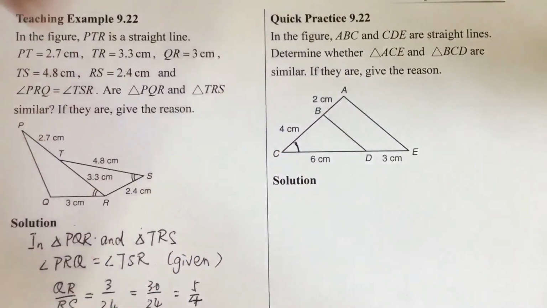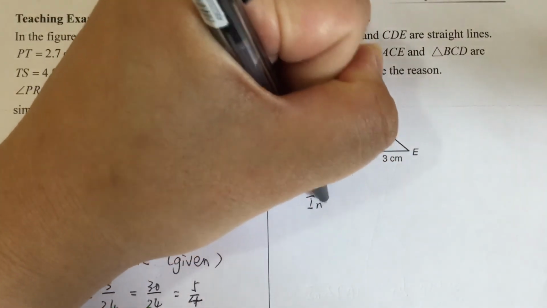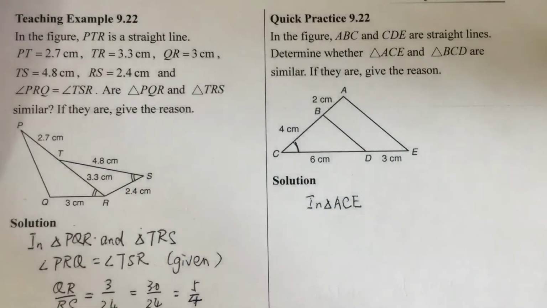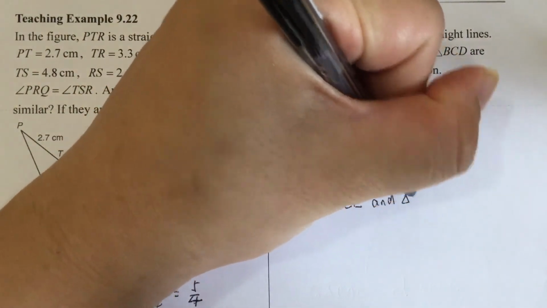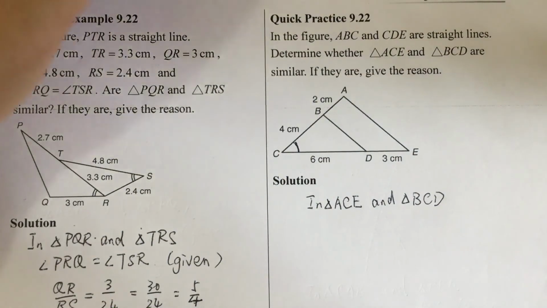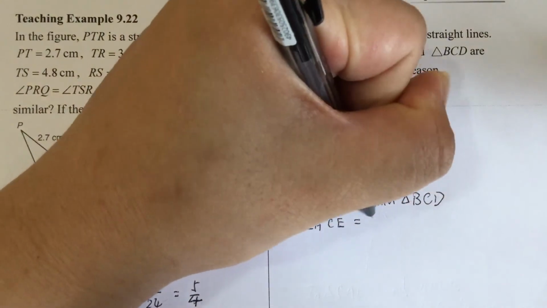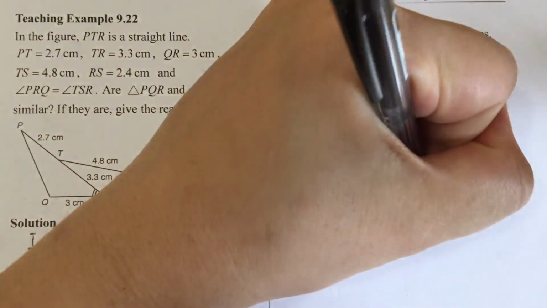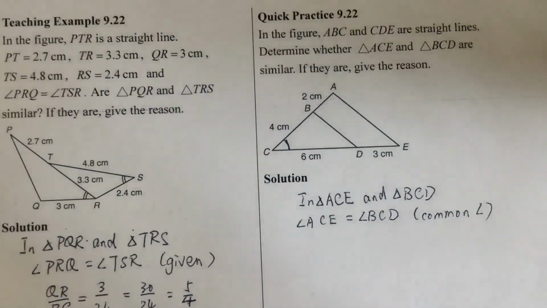Okay, now let's look at the question. We are going to determine whether these two are similar. So why don't we write it down first? In triangle ACE, and then also triangle BCD, we're going to prove that they are similar. Okay, now let's look at it one by one. First of all, we must write that angle ACE is equal to angle BCD. The reason this time is not given. This one is common angle. Although I've told you, you can read it by yourself.